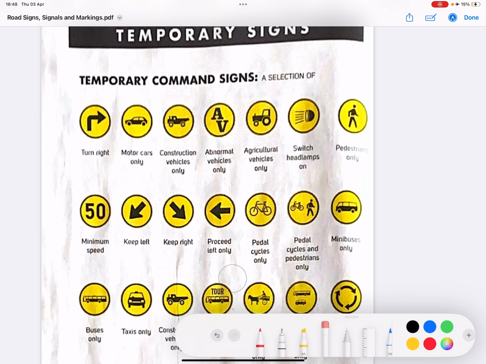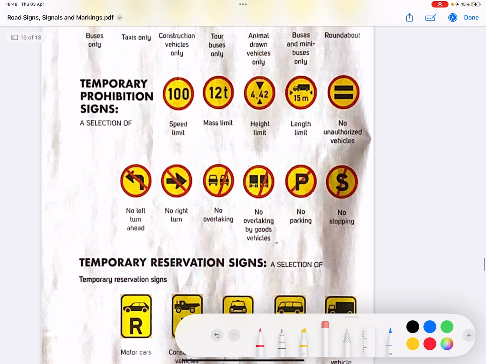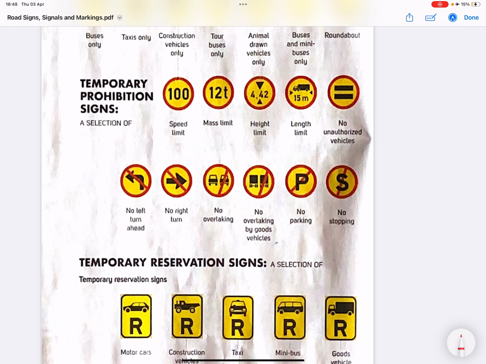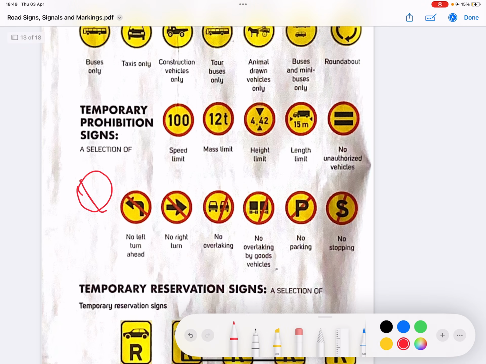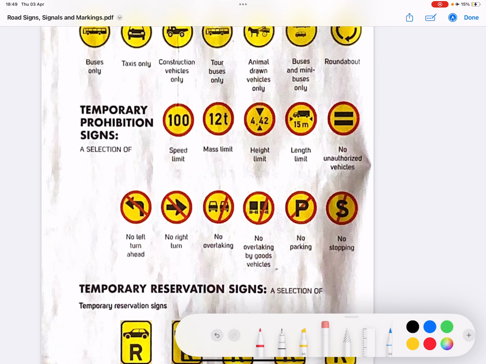Black borders, the sign is written in black, and the background is yellow. Now you come to temporary prohibition signs. The prohibition signs will always have a red border to tell you that it's a prohibition. Yes, they might have that stripe, they may not have, but red borders will always be there.